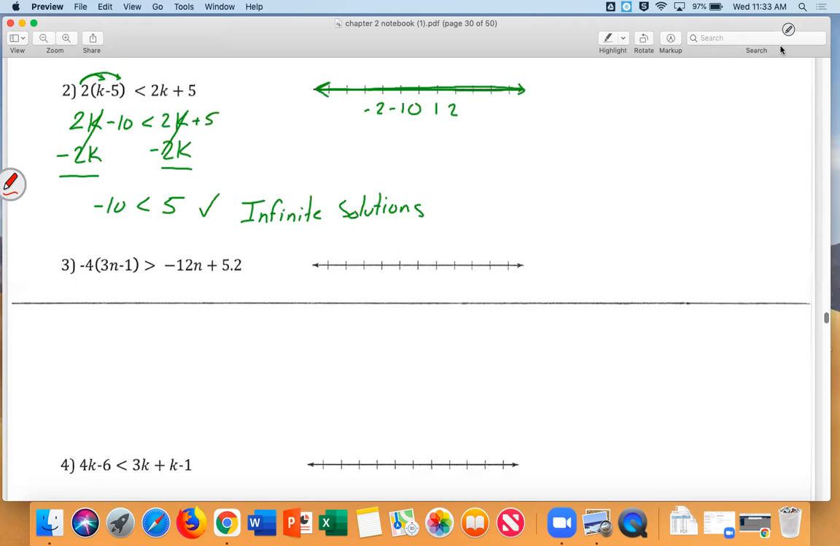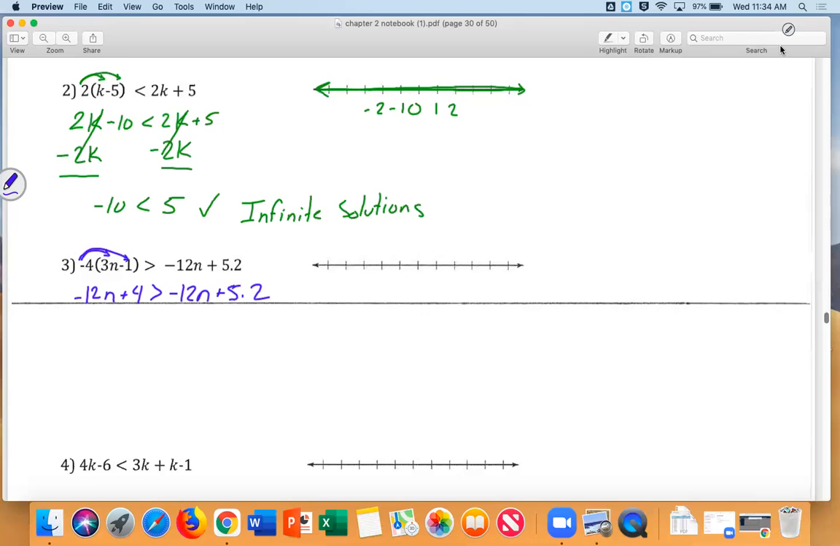for third marking period. All right, so infinite solutions, and there we go. Now, with number 3, Trace, we're going to distribute this -4, and here's the funny thing about this. Remember when I said if you multiply by a negative, you flip the sign? Notice I didn't multiply both sides by a negative, did I? Just this side. So because I'm doing that, I don't have to flip my sign. So I have -12n plus 4 is greater than -12n plus 5.2.